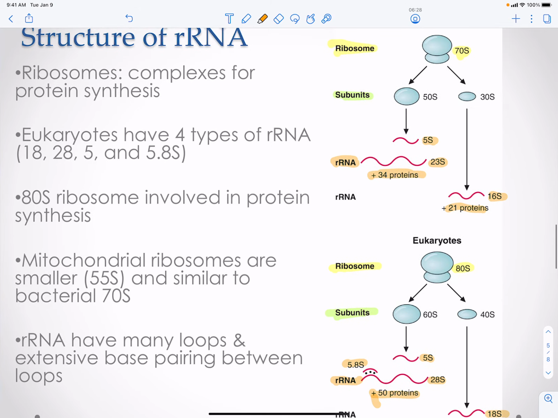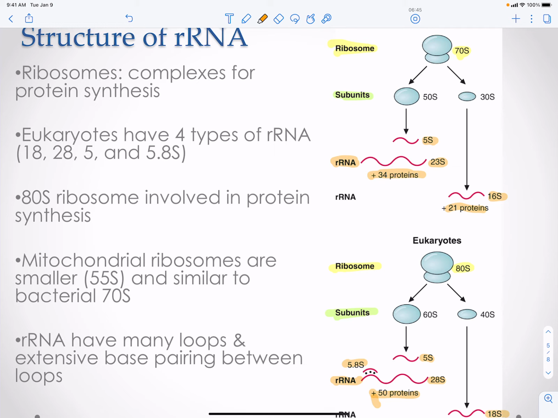And so why is this all important? Well, prokaryotes have a different size of RNA, and so it can be a target for antibiotics, and it is a target for antibiotics. And so antibiotics that target a 50S or 30S will not have an effect on eukaryote ribosomal RNA.